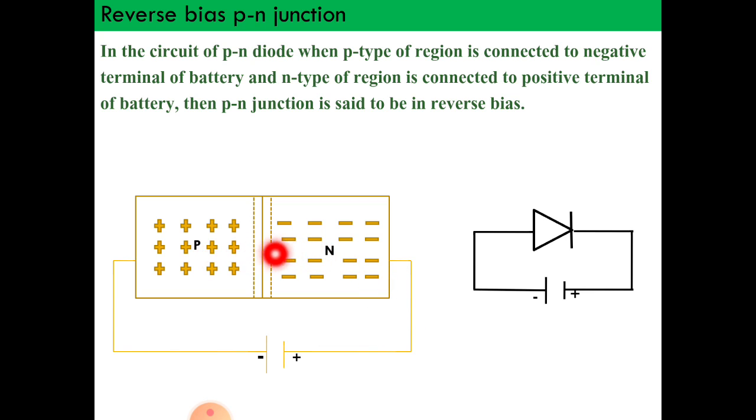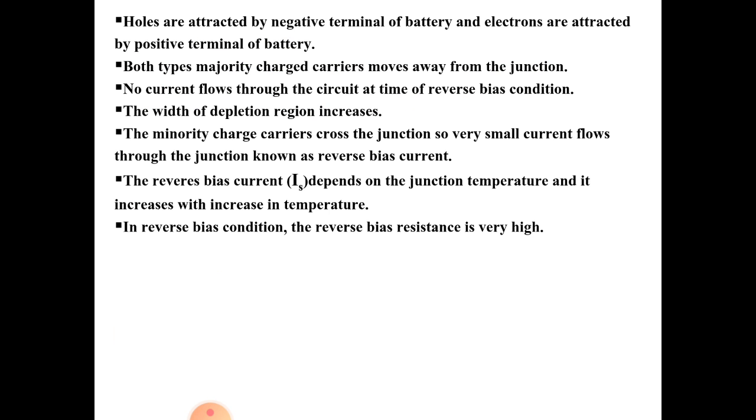Hence these holes and electrons do not cross the depletion region, and due to the movement of these electrons and holes, the depletion region increases. Hence the internal potential barrier also increases, and due to this the free electrons do not move across the depletion region, and hence there is no current in the reverse bias junction. The width of the depletion region increases.